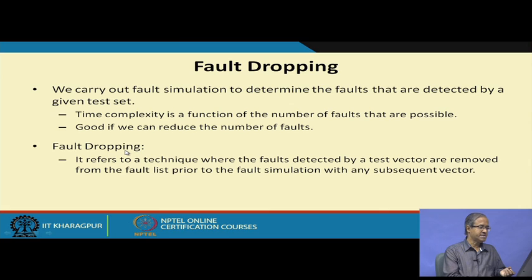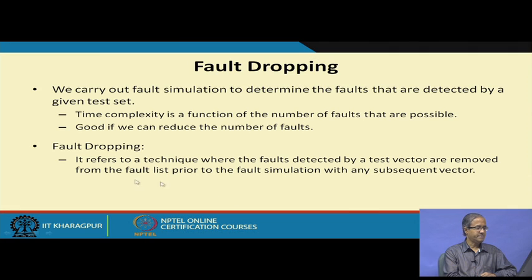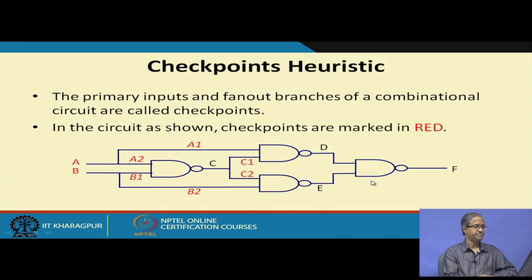Fault dropping, what it says is that suppose I have generated a test for a particular fault. I carry out fault simulation to find out what other faults are also getting detected. So, if I find out that there are 5 other faults which are getting detected, so let me remove those 5 faults from the fault list. So, the size of my fault list will get reduced. This is called fault dropping. Okay. It refers to a technique where the faults detected by a test vector are removed prior to the fault simulation with any subsequent vector. Okay.